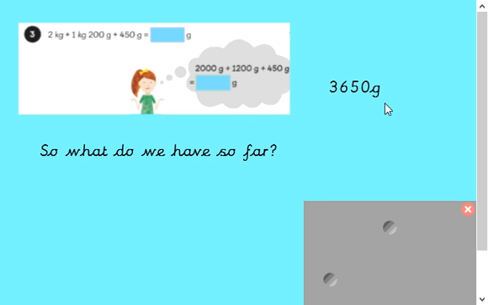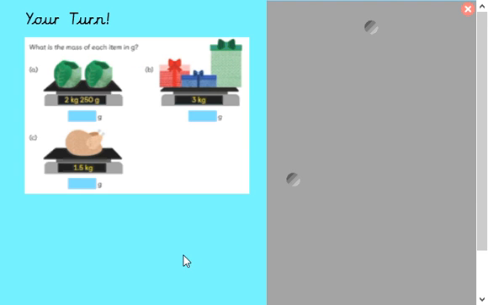The key to this question is making sure that you change everything so that it is the same unit, so that you can compare it properly, so that you can add it together. If you don't change it, you could get yourself into a tangle. Okay, now it's your turn. Can you change each of these or show each of these units of weight here on the scales in grams, please?